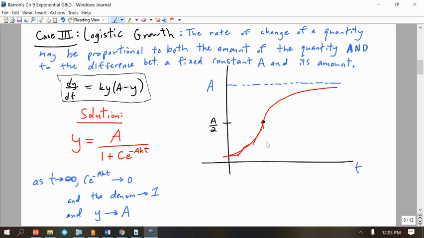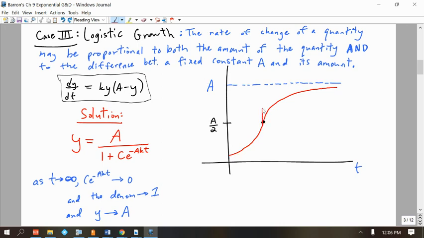And then at this point, A over 2, is the point where the population or whatever is growing the fastest. At that point of inflection, that's where the population, or whatever the situation is, is growing fastest. And then the rate of rate slows down. Notice it's still increasing, right? The slope is still positive. This whole function has a positive slope. But what happens to the slope of the slopes?